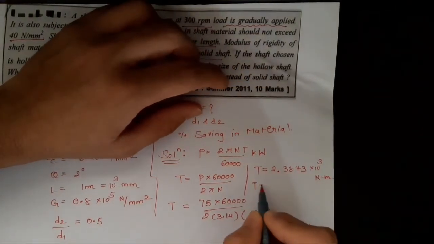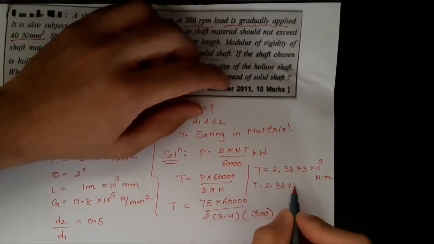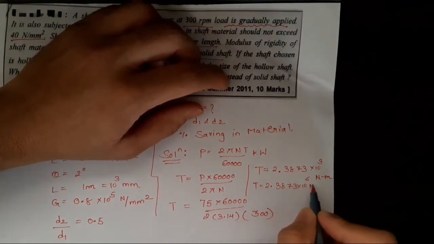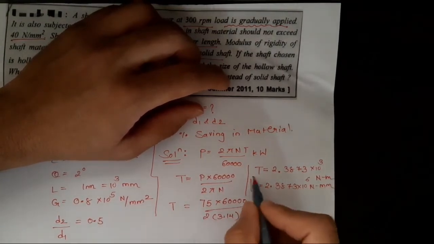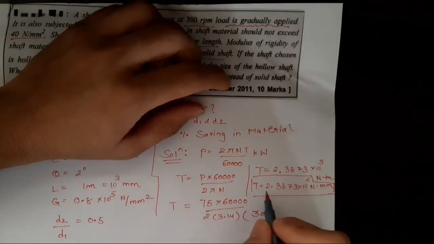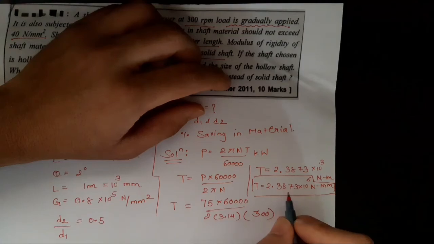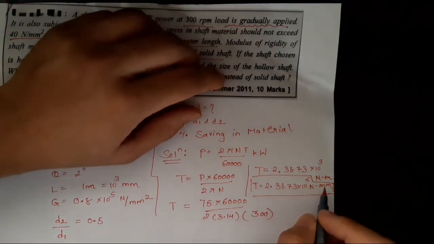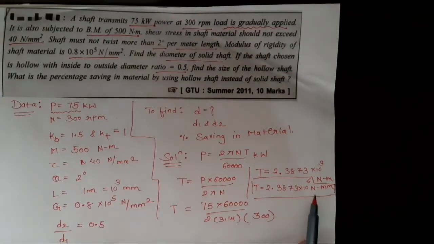We have to convert into Newton mm. So it equals 2.3873 into 10 raised to 6 Newton mm, because 1 meter equals 10 raised to 3 mm. So torque T equals 2.3873 into 10 raised to 6 Newton mm. This is the value of torque.